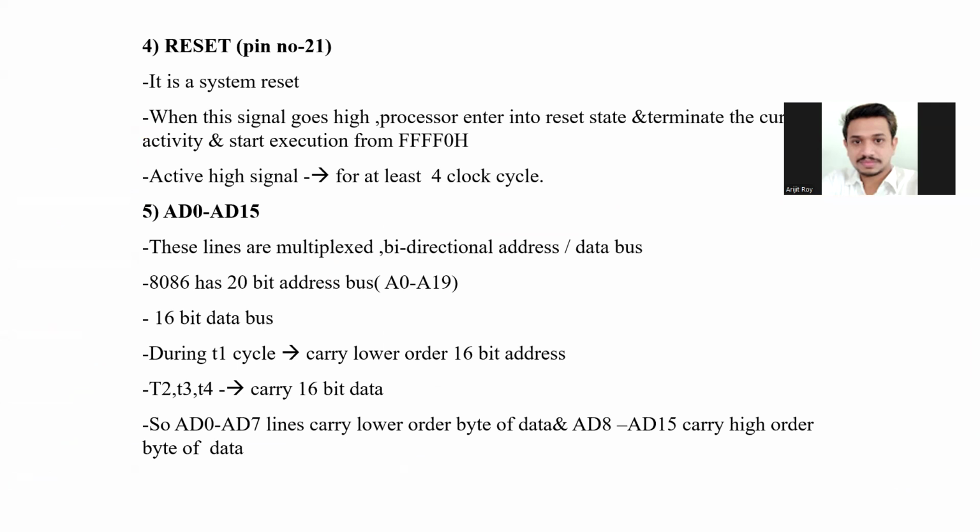AD0 to AD15, that means the 16 lines. These lines are multiplexed bidirectional address and data bus. Meaning that it is working as an address bus, also as a data bus, and it is multiplexed. And 8086 has a 20-bit address bus, A0 to A19. So A0 to A15, these buses work as address and data bus also.